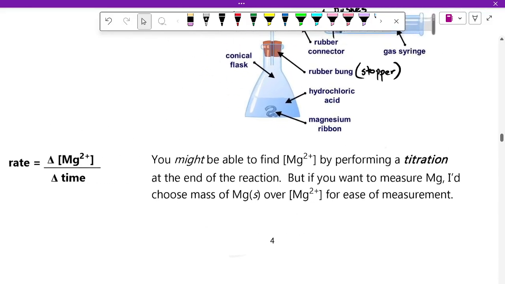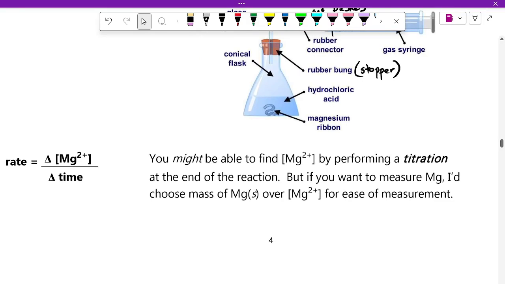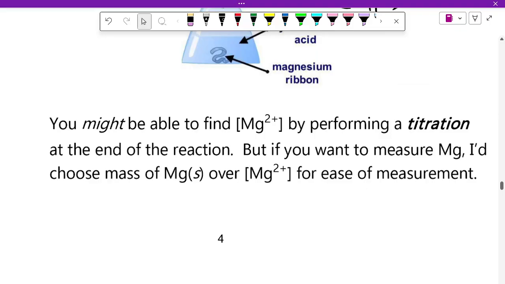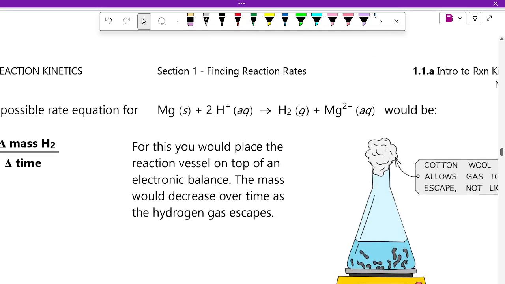Okay, and then our last one, you remember I said sometimes concentration is hard to do? You might be able to perform a titration at the end of a reaction, but if you want to measure Mg, I would really choose the mass of the solid rather than Mg, because doing a titration, how easy is it to do a titration? Do you guys remember doing it last year? It's a little complicated, yes? Especially when you could just stick this thing onto a balance and watch the mass change, or measure the mass of the solid magnesium. Okay.